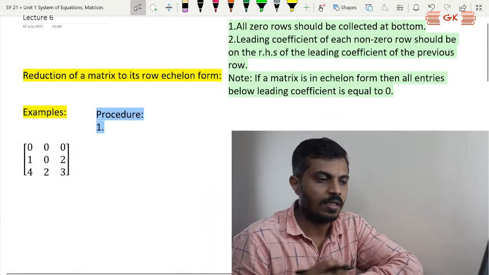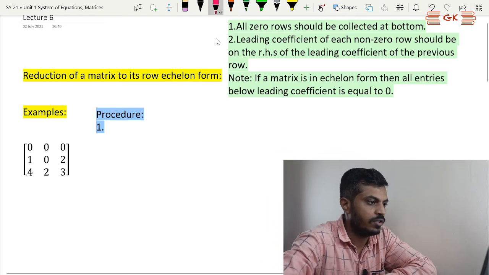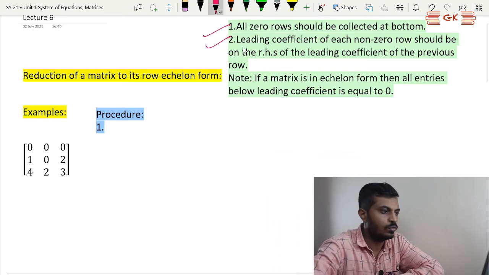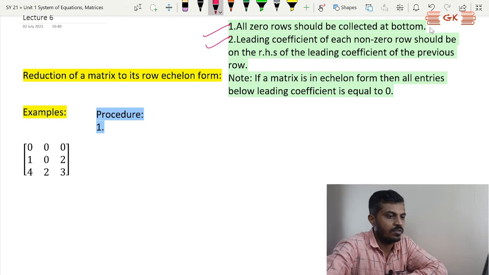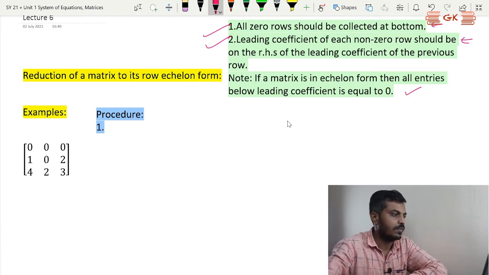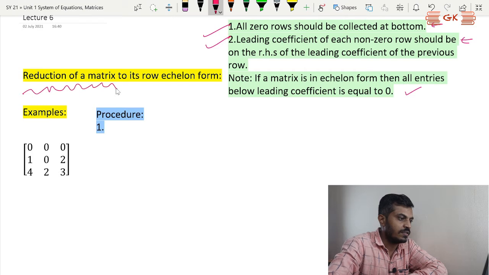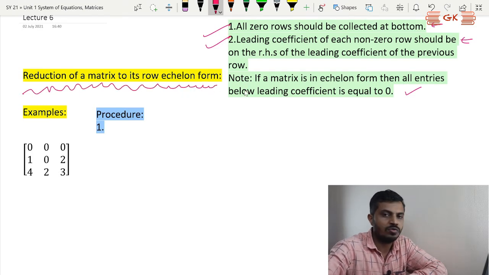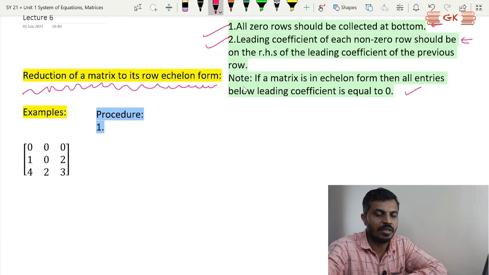So let us begin. In the last class we have already seen the definition of row echelon form. So these are the two conditions of a row echelon form. The first condition is all the zero rows should be collected at bottom, and the second condition tells us that the leading coefficient of each non-zero row should be on the right hand side of the leading coefficient of the previous row. And I have given you this note also, which we are going to use in future. So today's topic of discussion is this: reduction of matrix to its row echelon form by using elementary row operation.